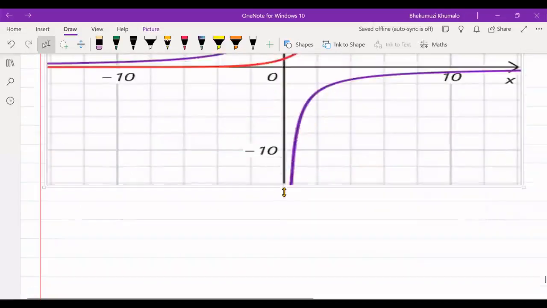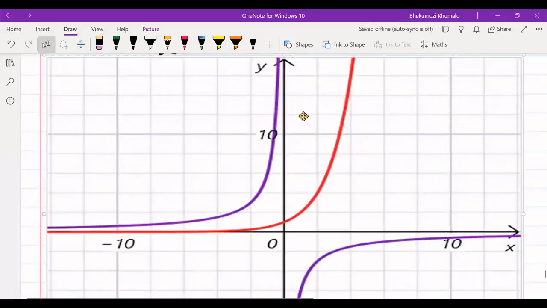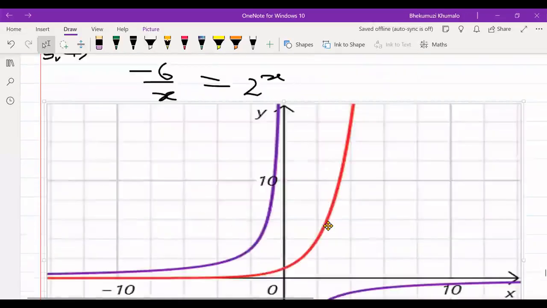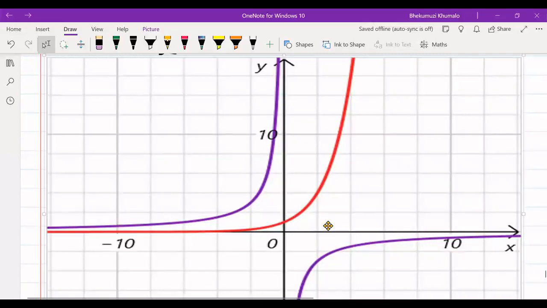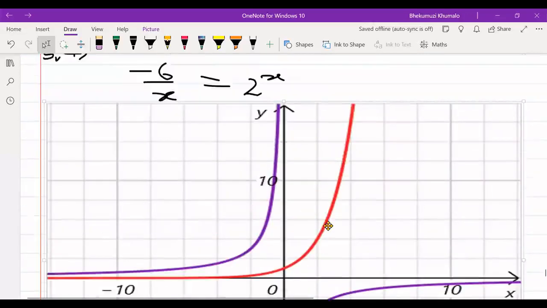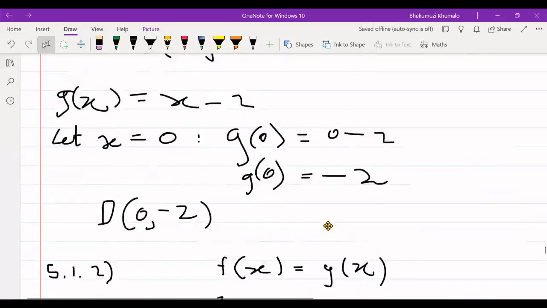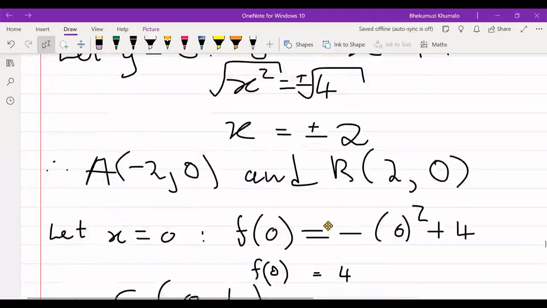hyperbolic function, right? So the hyperbola, there it goes, and the asymptote is on the x-axis for the hyperbola. And for the exponential, the asymptote is also on the x-axis. And they don't cross each other, not even once. So there are no intercepts. That's the answer that you have there.